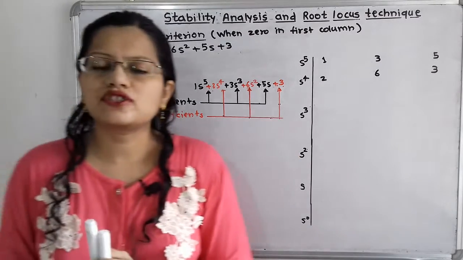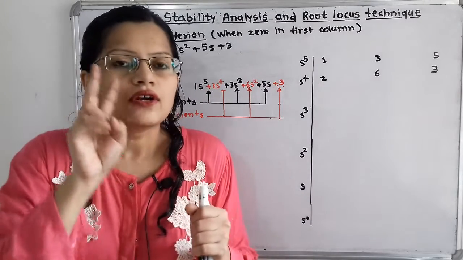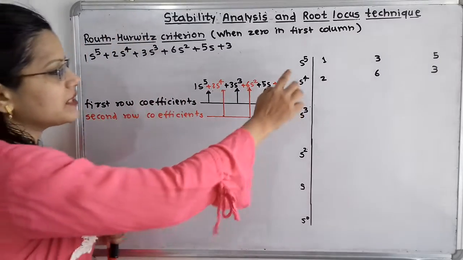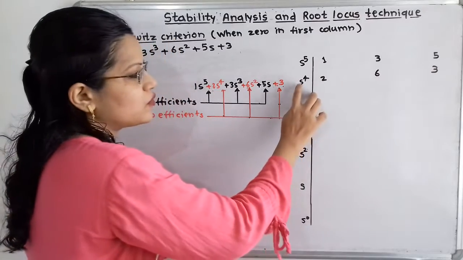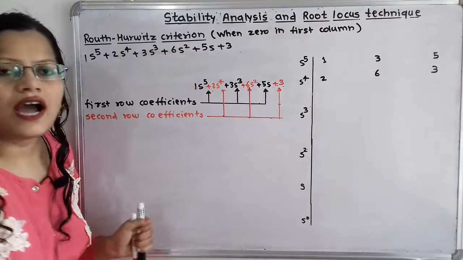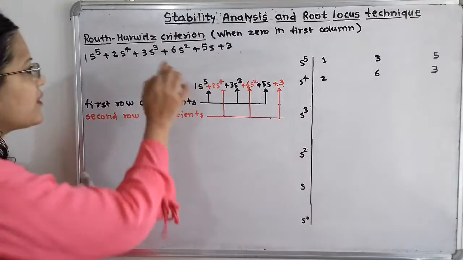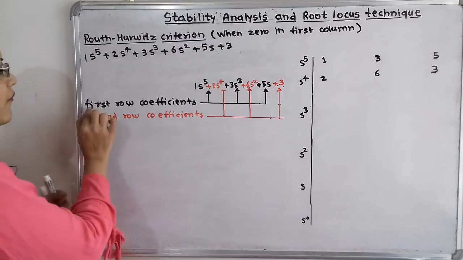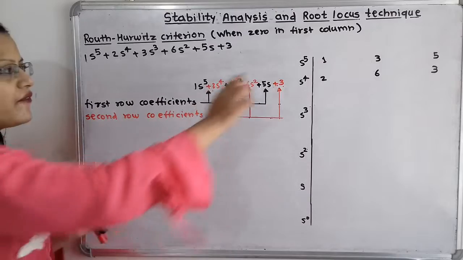Now for the formation of the Routh array, we have to complete the first two rows. The first row is in front of s raised to 5, and the second row is s raised to 4. So how do we select the numbers? These numbers are nothing but the coefficients in the given equation. So how do we select the coefficients for the first row?